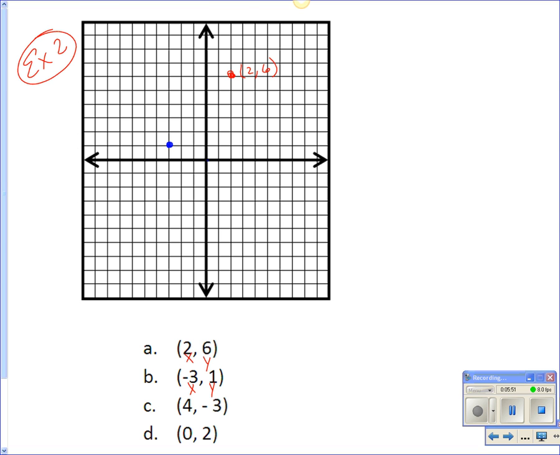The next point, 4, -3. You're going to go over 4 and down 3. And then remember, especially on these when they have a 0, you need to look very carefully. 2 is in the Y spot, so I put 2 on the Y axis. So 0, 2. And I need to go back and label, this was -3, 1, and this one was 4, -3.